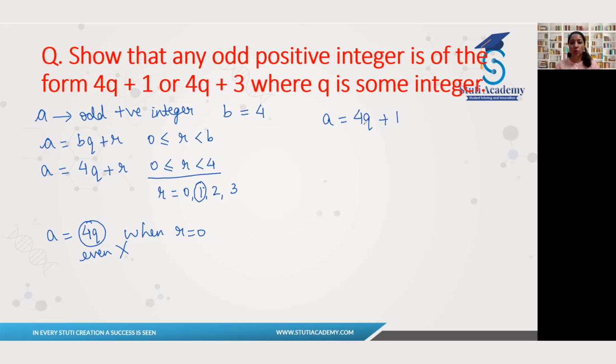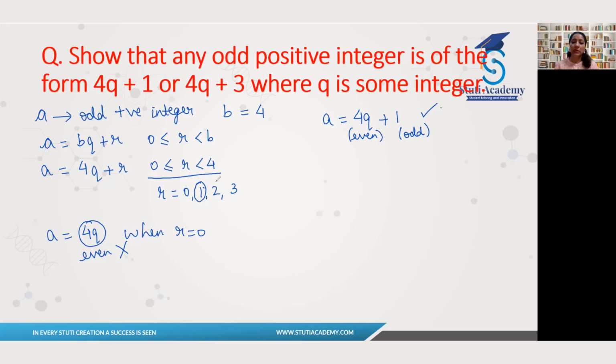Now we know 4q is an even number and 1 is an odd number. So even plus odd will give us an odd number. So this case is possible since we have taken a as an odd positive integer.